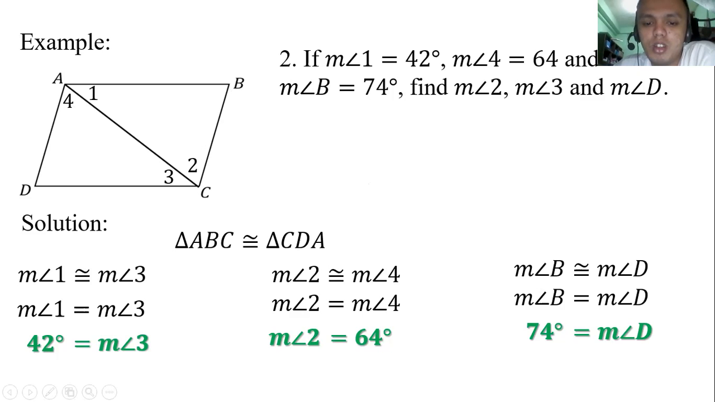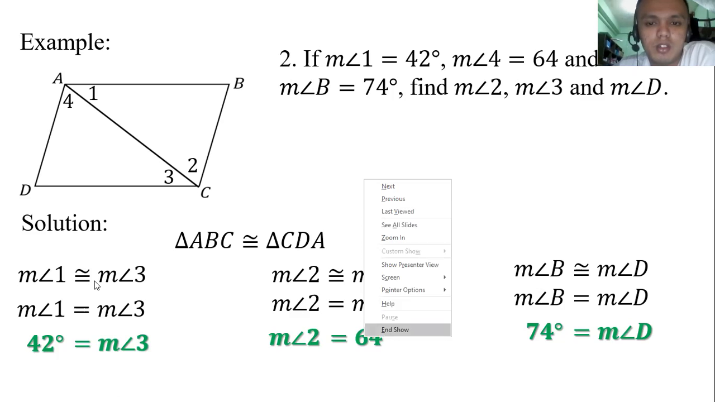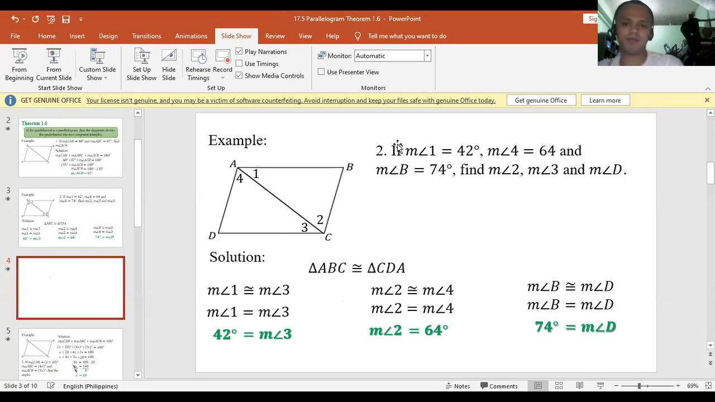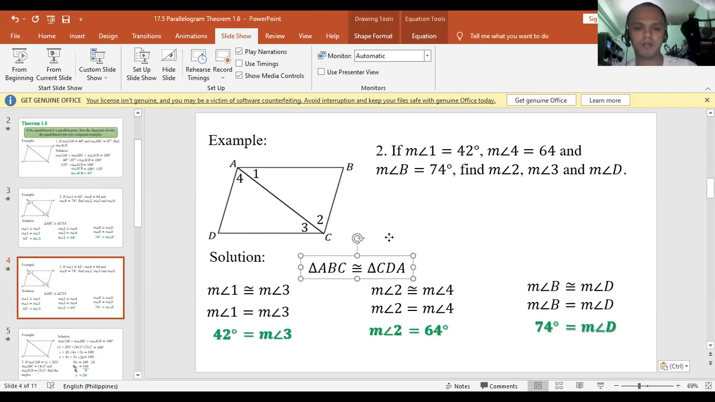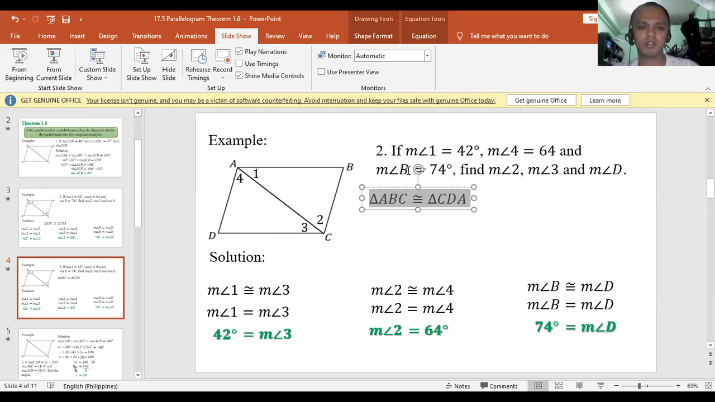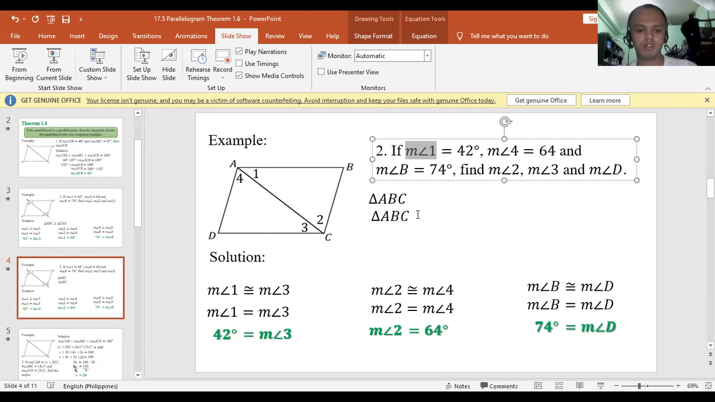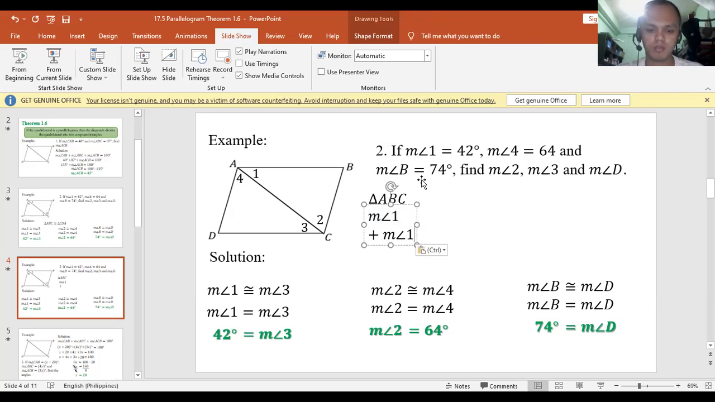Let me show you so you can understand. Okay, it goes like this. Here in triangle ABC, the measure of angle 1 and then the measure of angle B plus the measure of angle 2 equal to 180 degrees.